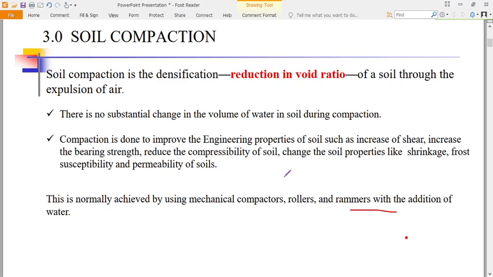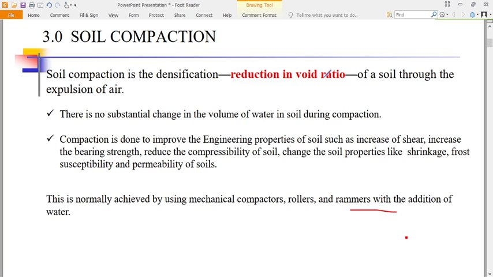Welcome to soil compaction. We have looked at soil classification. For any soil to be compacted, we first need to know the type of soil we are going to compact by classifying it. So today we are going to look at compaction. What is compaction? Compaction is the densification or increase in density of a soil mass by reducing the air voids. It's very important.